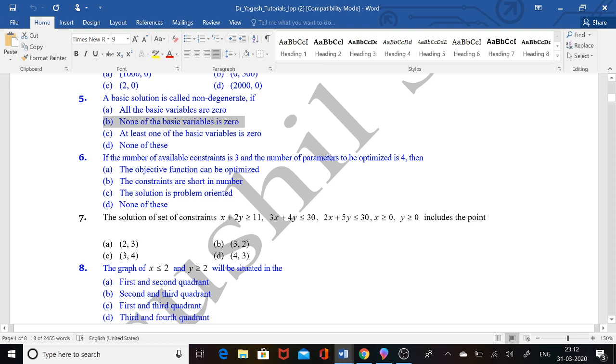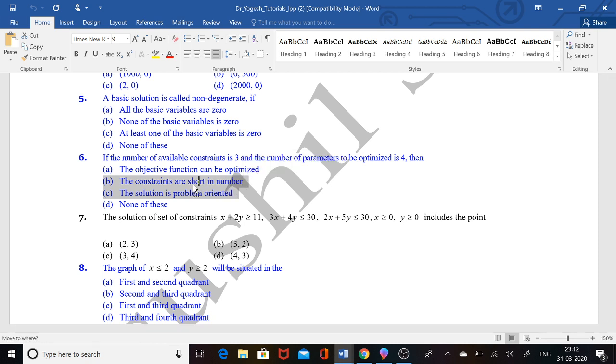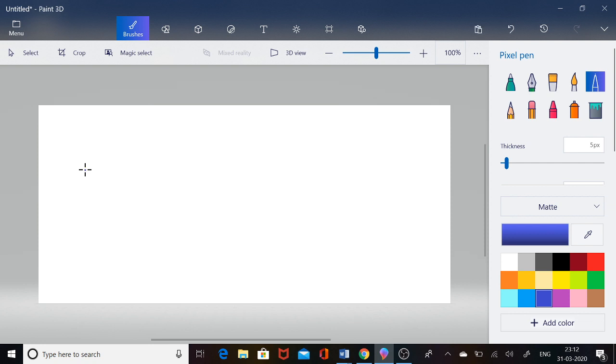The number of available constraints is 3 and the number of parameters to optimize is 4. So basically the answer is B: the constraints are short in number. I repeat, question number 6 is B.